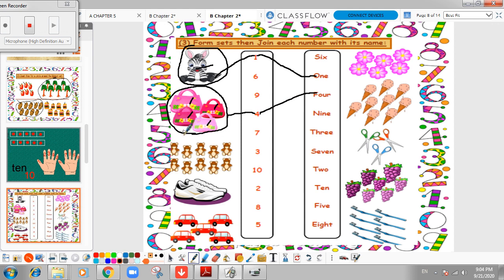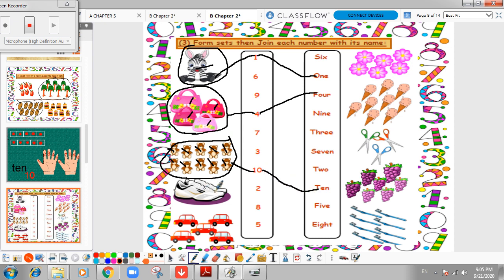And how many teddy bears here I have? 1, 2, 3, 4, 5, 6, 7, 8, 9, 10. I have 10 teddy bears with the same kind. So I will put them on one set. And now let's match them to number 10. And how can I write 10 in letters? T-E-N, 10. So I will match number 10 to its name.